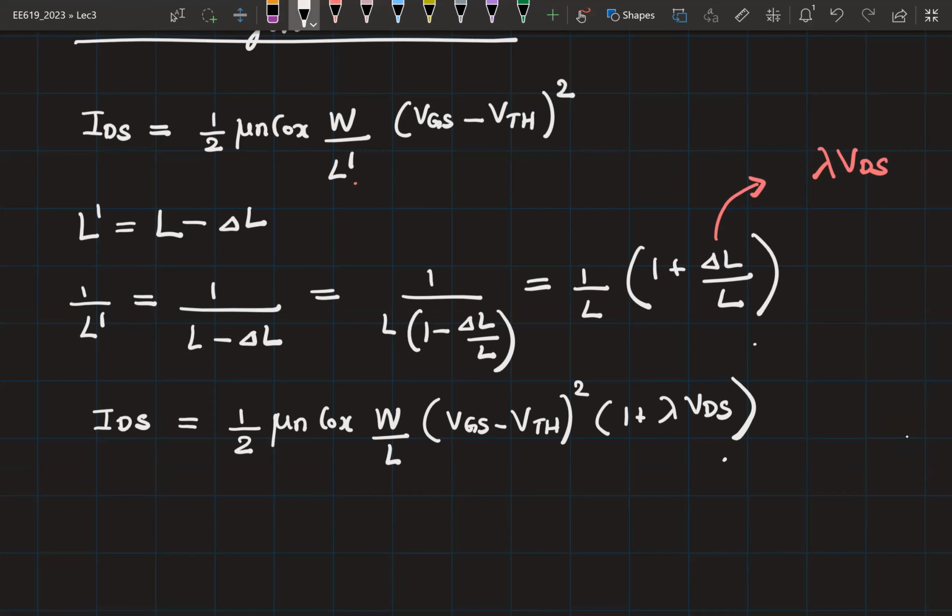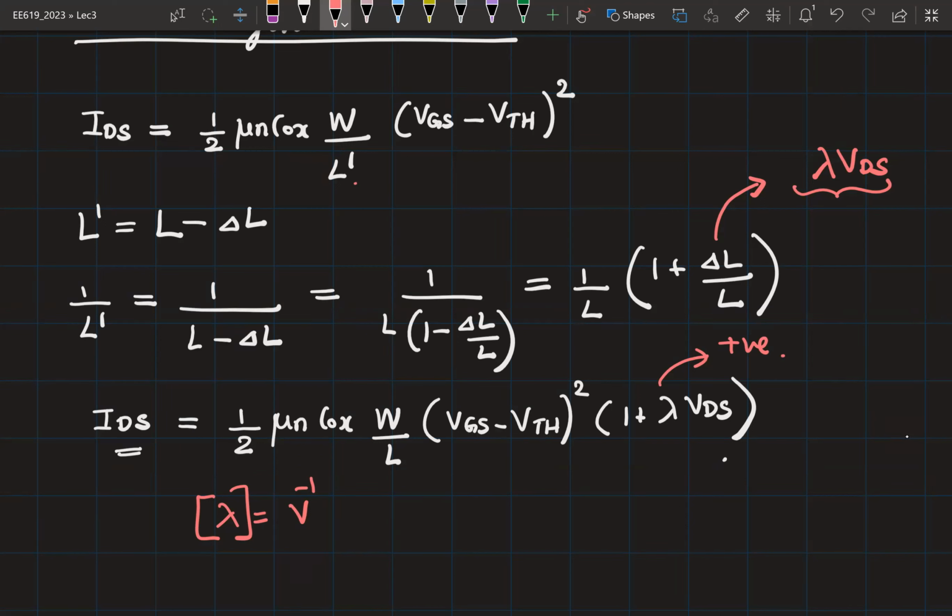Should lambda be positive or negative? This has to be positive, right? Because what was our intuition? As VDS increases, we expect the current to increase. So it turns out for that to happen, lambda has to be positive. What is the unit of lambda? 1 by volt. Why? Delta L by L is unitless, which means lambda into VDS has to be unitless. Therefore, lambda has to have the unit per volt.